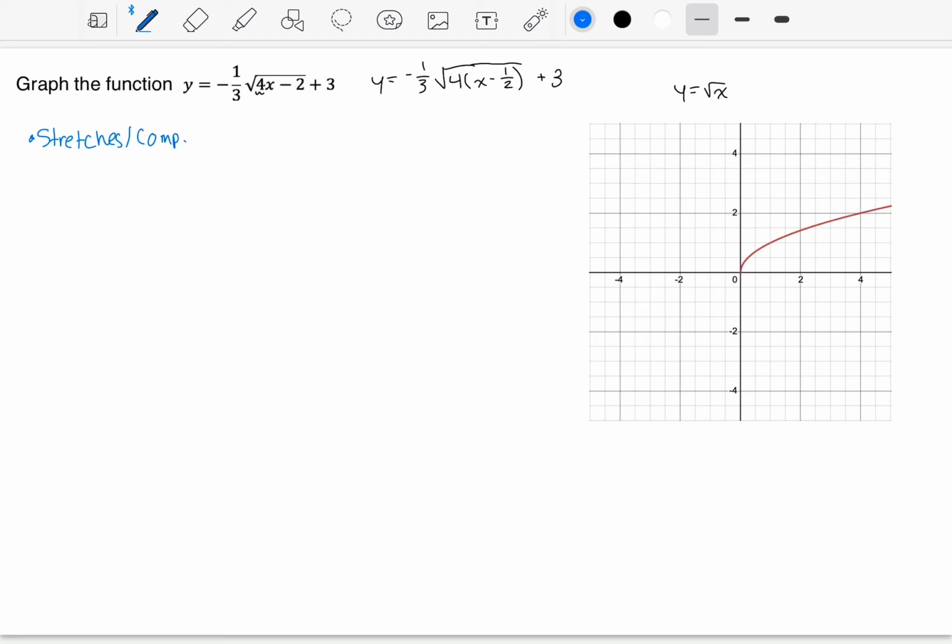And we can identify those by a factor on either the function or the x-coordinate. So looking at anything being multiplied by the function as a whole, we see this 1/3 here. And with the 1/3 being a vertical stretch or compression, since it's a fraction, it will be a vertical compression by a factor of 3.